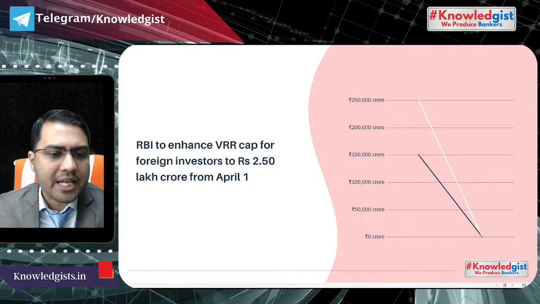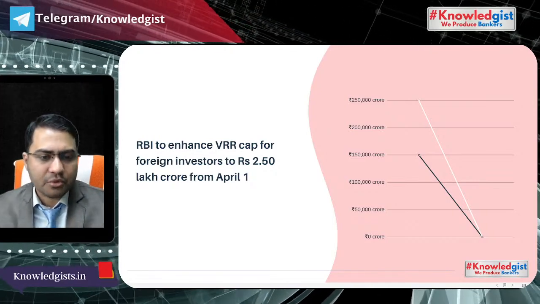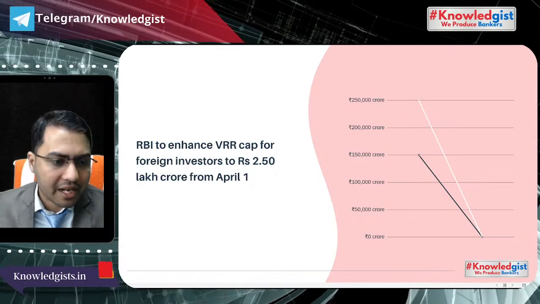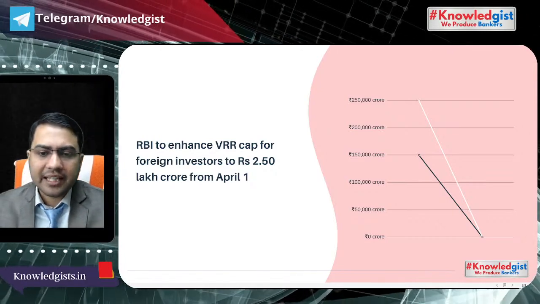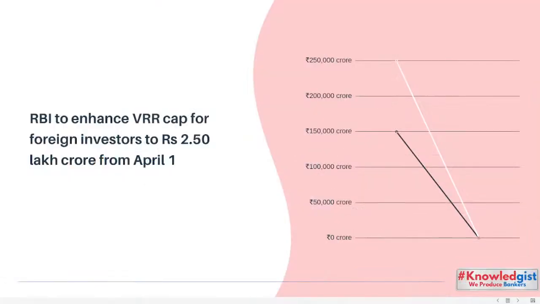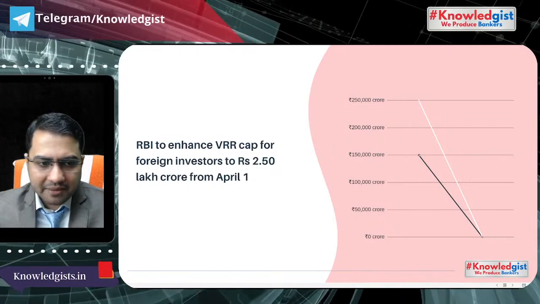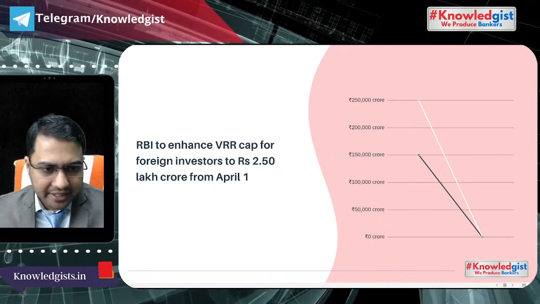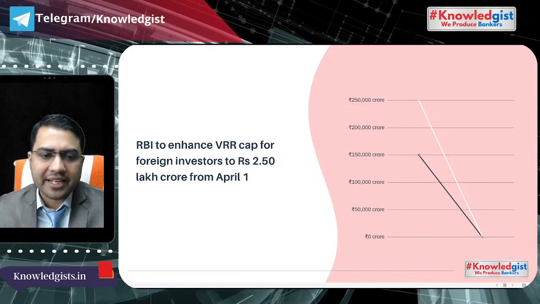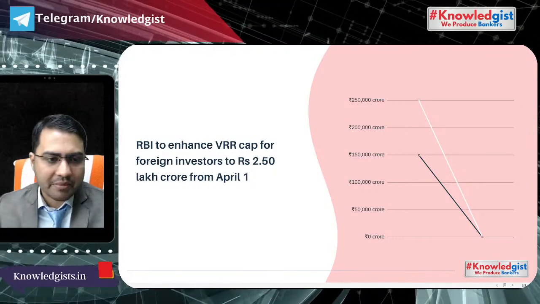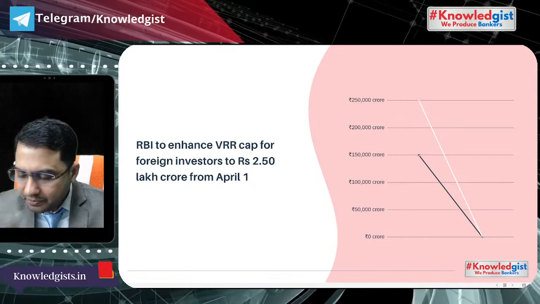Here we are talking about the VRR cap for foreign investors, which is now capped at 2.5 lakh crore. From this graph you can find out that it was earlier 1.5 lakh crore and now it is 2.5 lakh crore. So what is VRR? Can anyone tell me what VRR is? I am going to define it in the next slide, but I expect you to tell me. Is there anyone who can tell me the full form of VRR?